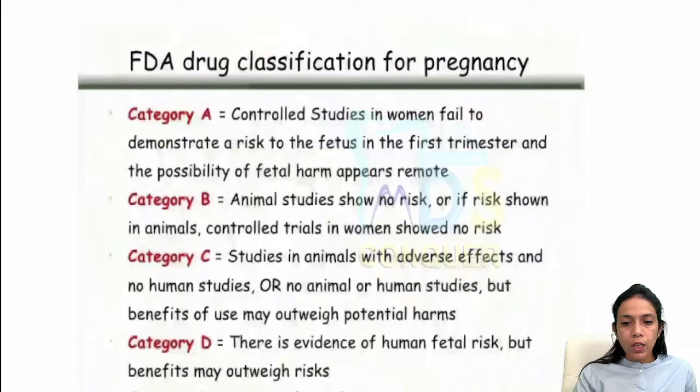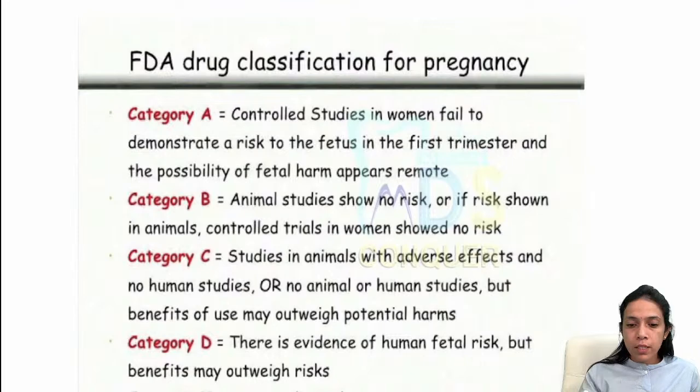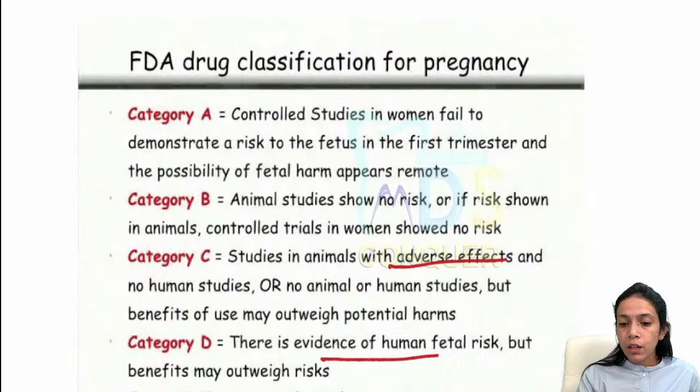And just do have an idea of this FDA classification of pregnancy. Category A, B, C, D. A is controlled studies in women that fail to demonstrate a risk to the fetus in the first trimester. B is animal studies show no risk. And C is studies in animals have shown adverse effects. D is there is evidence of human fetal risk, but benefits may outweigh the risk. And X is completely contraindicated. So these are the FDA drug classifications for pregnancy. Yes, this is quite important.